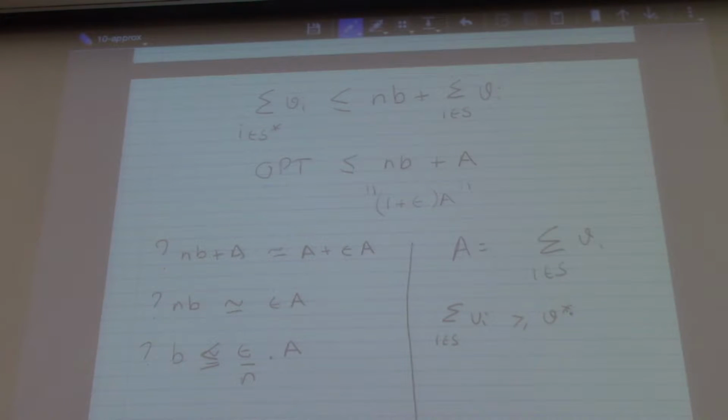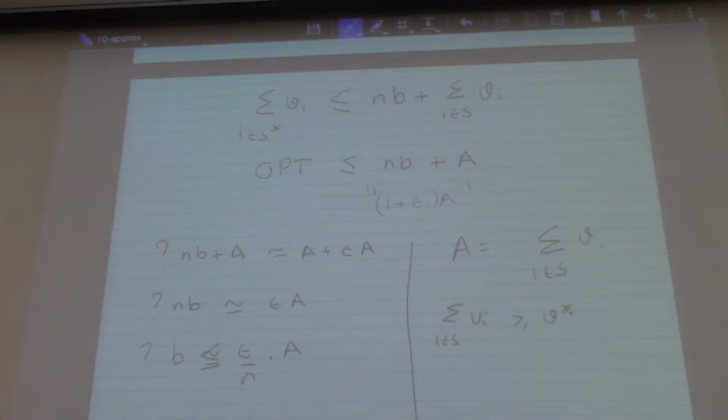So opt is less than or equal to nb plus a? Yes. That's what I can say for sure once I do this rounding strategy. Because doesn't opt have to be greater? Yeah, but nb is a positive number. So opt is definitely greater than a, that's for sure. But it's not much greater. It's limited in how much greater it can be.